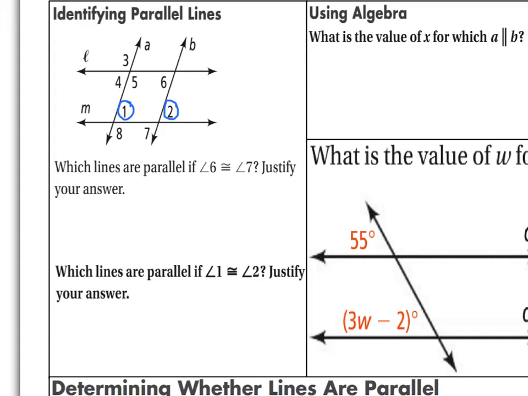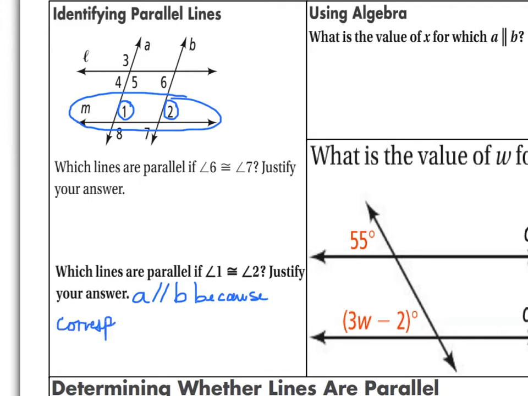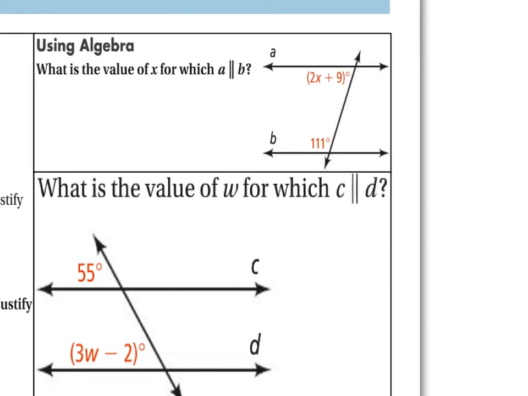So angle 1 and angle 2 are both on line M, which means that A is then parallel to B because corresponding angles are congruent. Okay, so that gives you two examples of how to identify which lines are parallel. Now let's take a look over here to the top right.